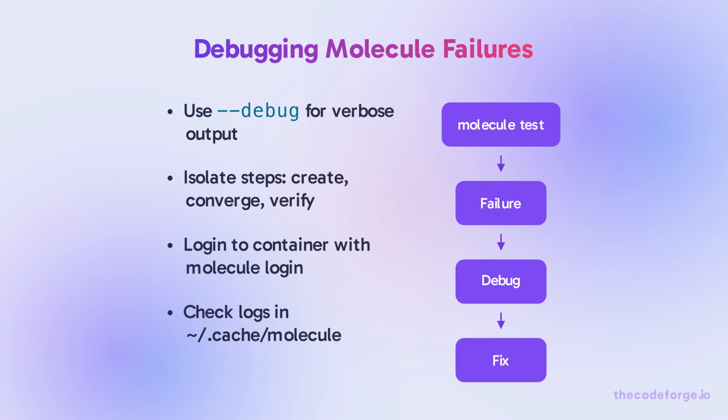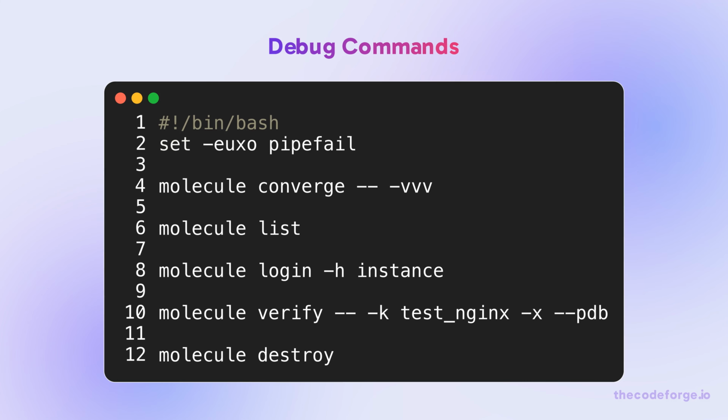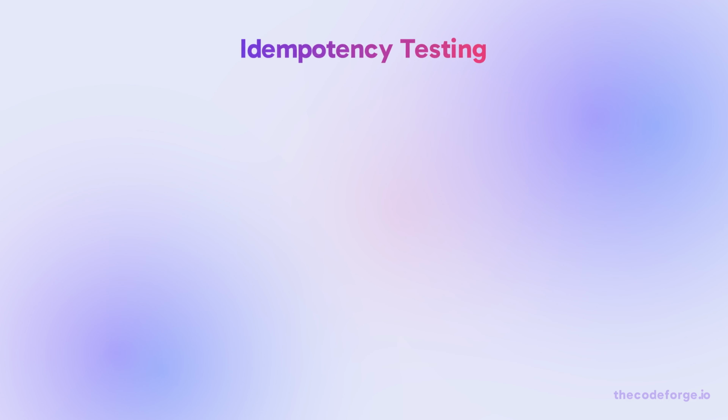When molecule test fails, use --debug to see full Ansible output. Run each phase separately to isolate the issue. Use molecule login to get a shell in the container and inspect state manually. Logs are stored in ~/.cache/molecule. These commands help debug Molecule failures.